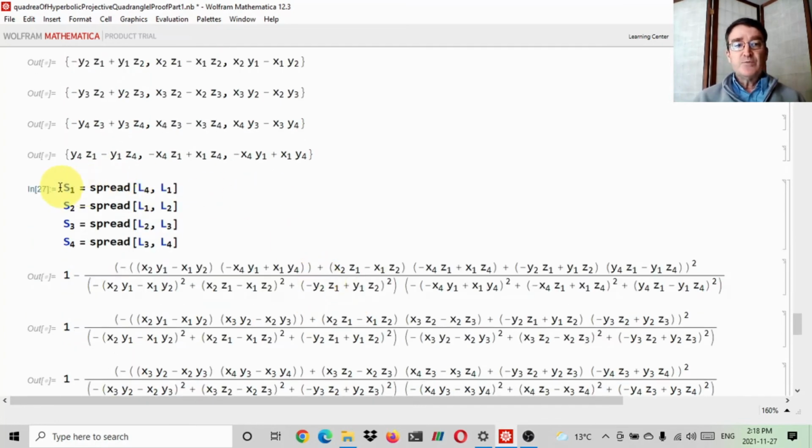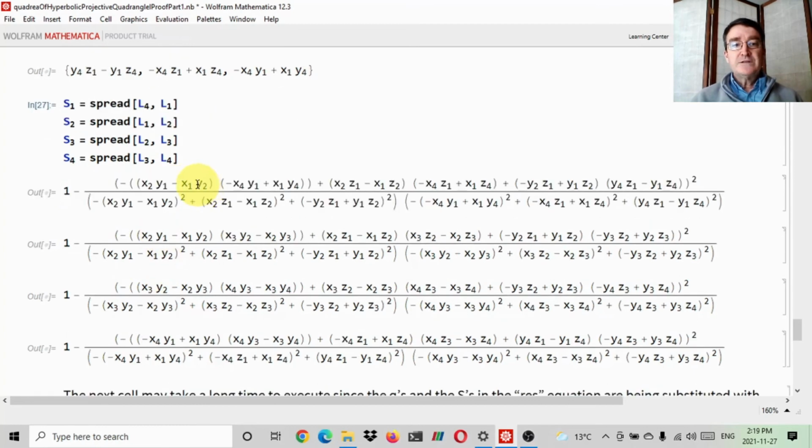Finally, we calculate the spreads. S1 is the spread between line L4 and L1. S2 is the spread between L1 and L2. S3 is the spread between line L2 and L3. And S4 is the spread between L3 and L4. And when we execute these functions, we get the expressions for the spreads in terms of the x's, y's and z's. So this is the expression for S1. This is the expression for S2. This is the expression for S3. And this is the expression for S4 down here.